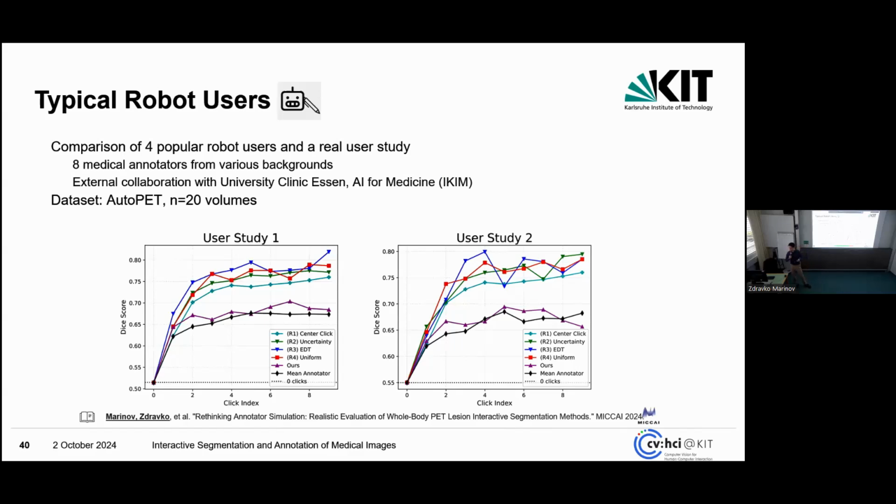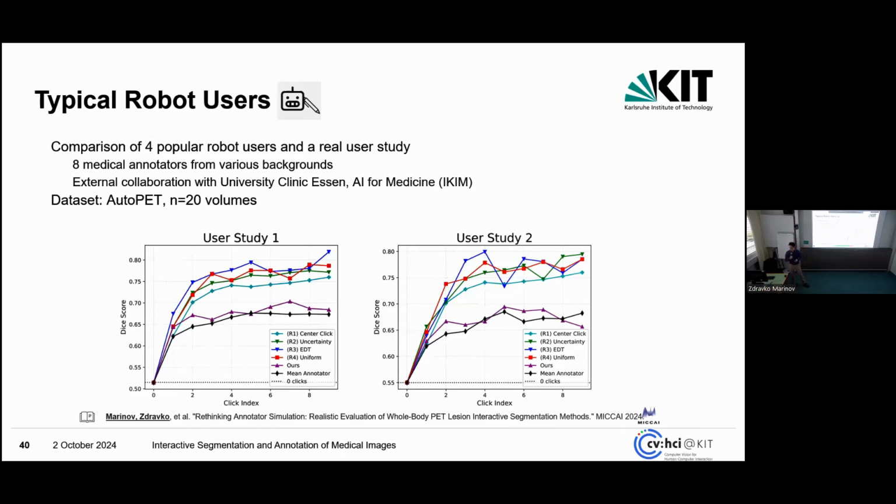We also conducted 2 independent user studies with 8 medical annotators from various backgrounds, from medical students to radiologists to a nuclear medicine expert with 4 years of annotation experience. So we have a lot of diversity there. We did this in collaboration with the University of Essen, again with the Institute of AI for Medicine. The dataset was autoPET, which I mentioned earlier. We used 20 models for that.